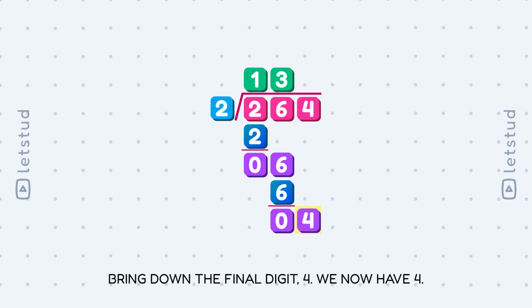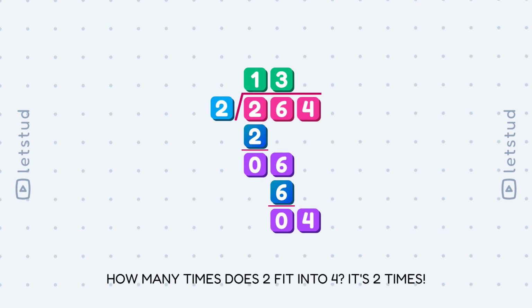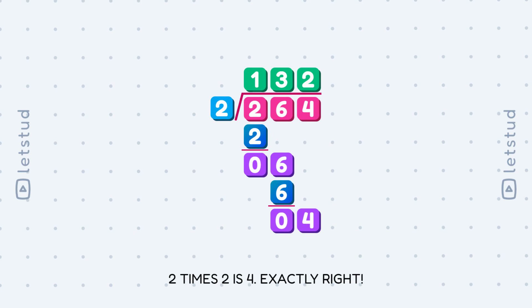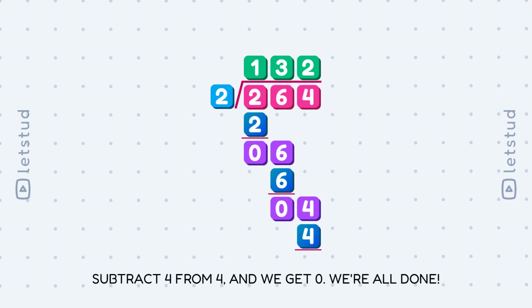Bring down the final digit 4, we now have 4. How many times does 2 fit into 4? It's 2 times. 2 times 2 is 4, exactly right. Subtract 4 from 4 and we get 0.